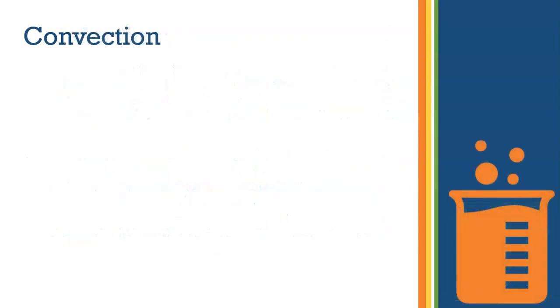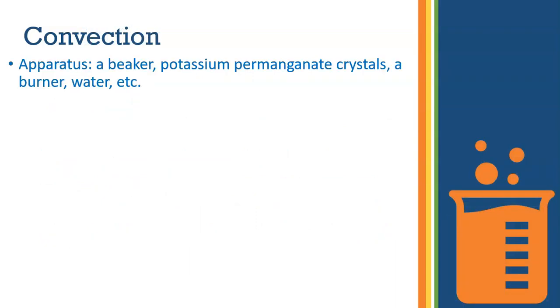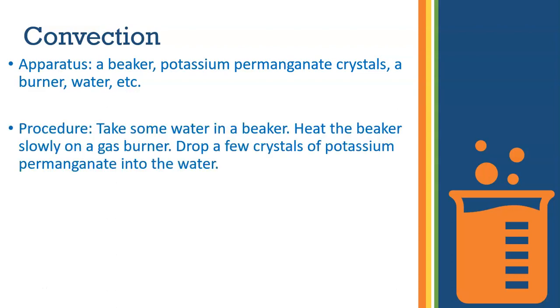Next, my dear students, is convection. Now, the apparatus required is a beaker, potassium permanganate crystals, burner, water, etc. Procedure. Take some water in a beaker, heat the beaker slowly on a gas burner. Drop a few crystals of potassium permanganate into the water.